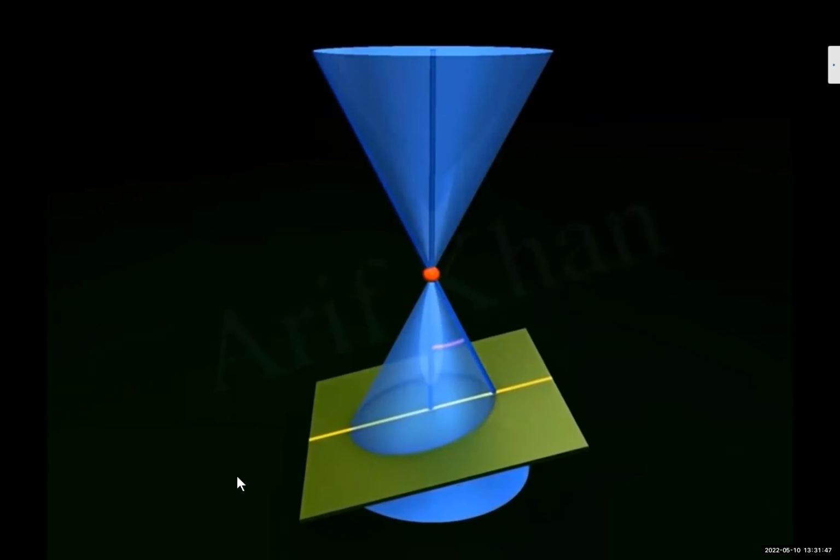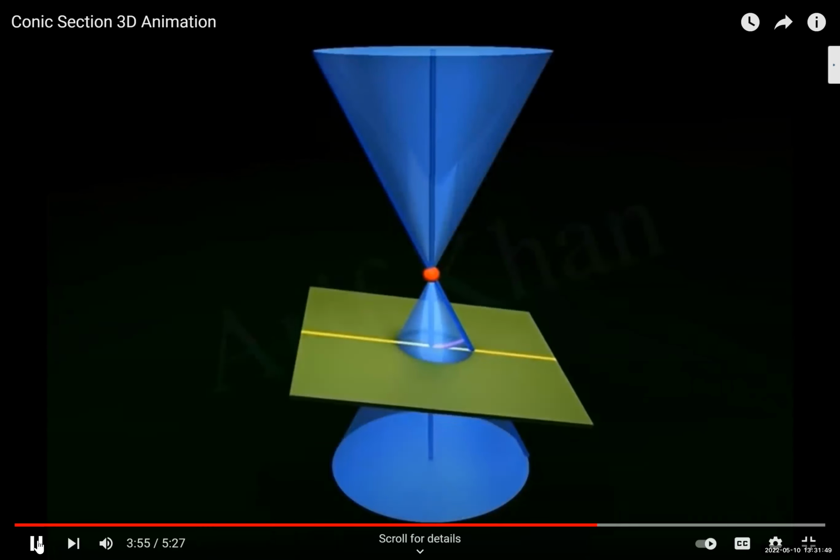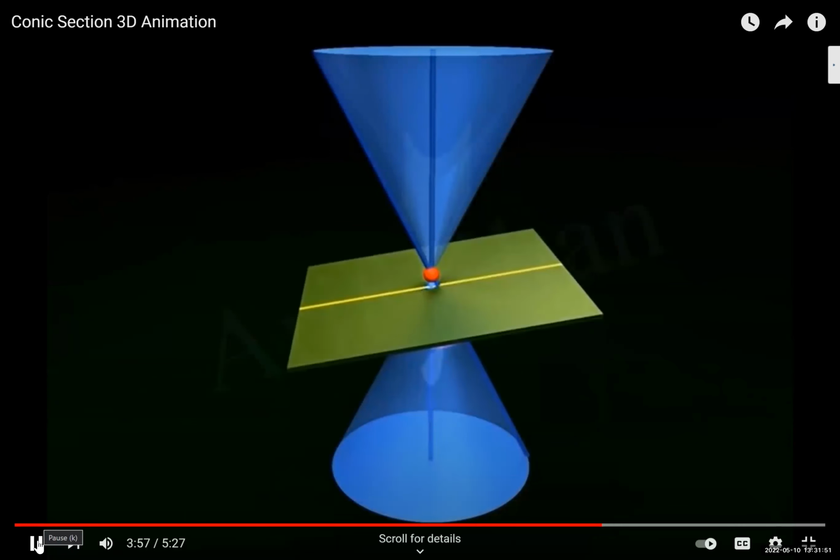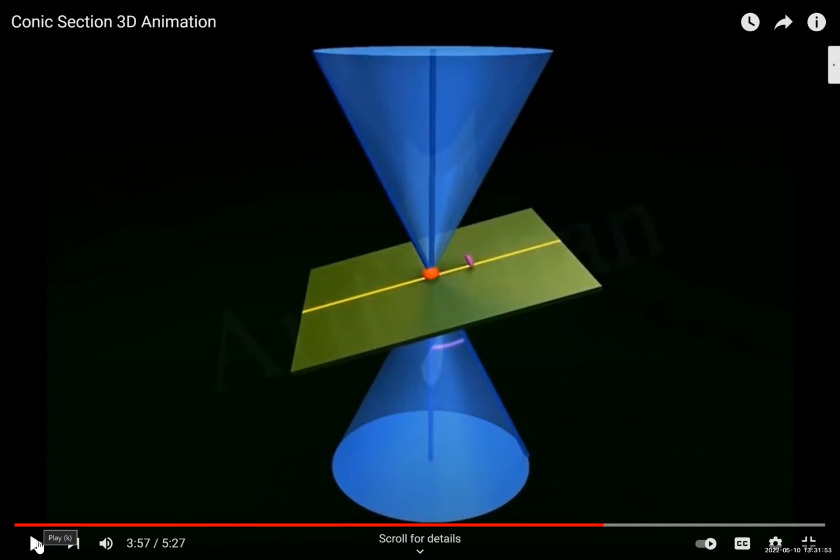If the plane intersects the double right circular cone at its vertex, so if the intersection between the section and the cone, it is at the vertex at one point only. So it will not be a parabola, it will not be an ellipse, it will not be a hyperbola, it will be just a point, a single point.